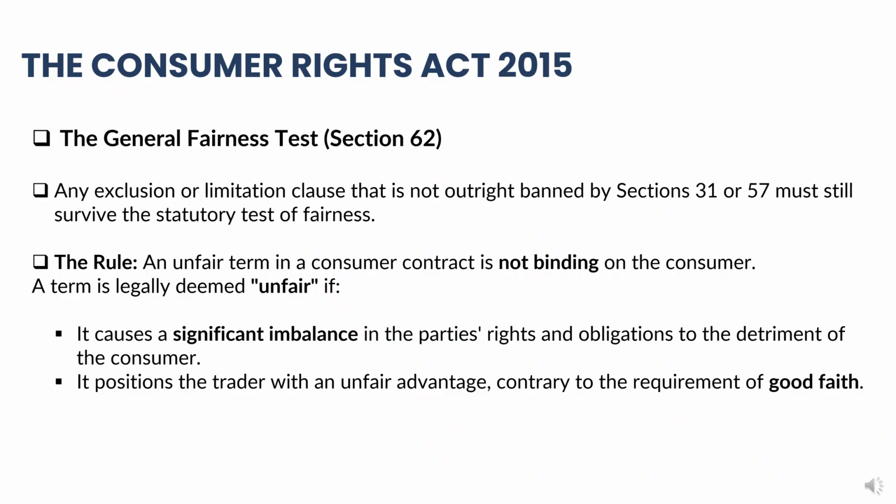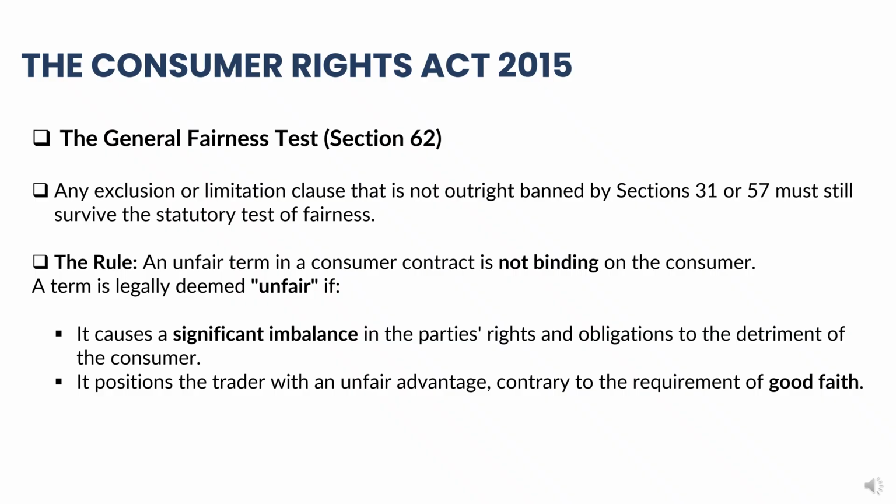First, it causes a significant imbalance in the parties' rights and obligations under the contract, specifically operating to the detriment of the consumer. Second, it positions the trader with an unfair advantage which runs completely contrary to the equitable requirement of good faith. In an essay response, always contrast this with UCTA's Section 11 reasonableness test. While UCTA balances commercial equity between businesses using the Schedule II guidelines, the CRA's Section 62 test actively tilts the scales to protect the weaker consumer from predatory, one-sided drafting.